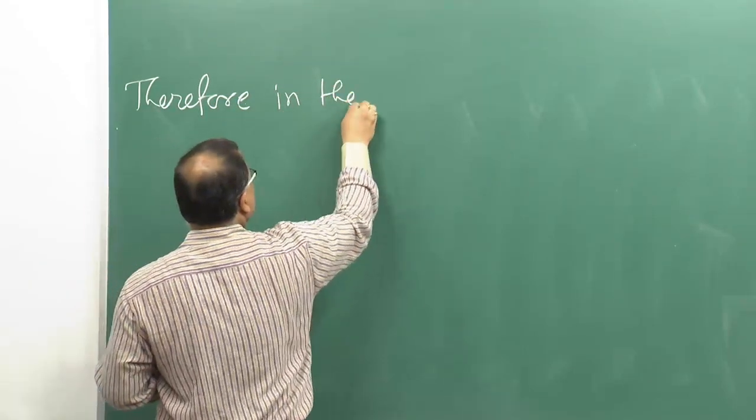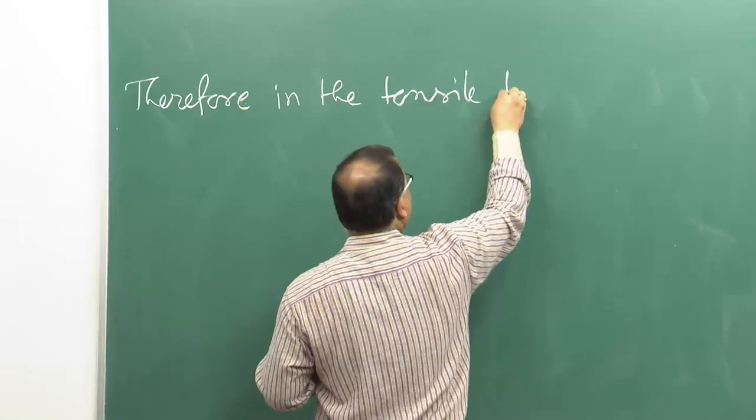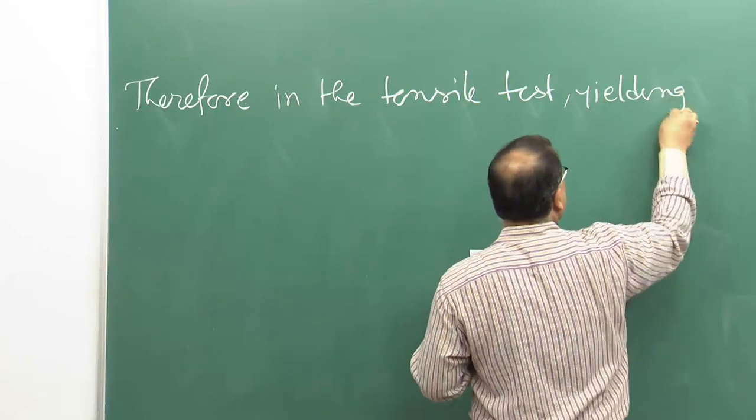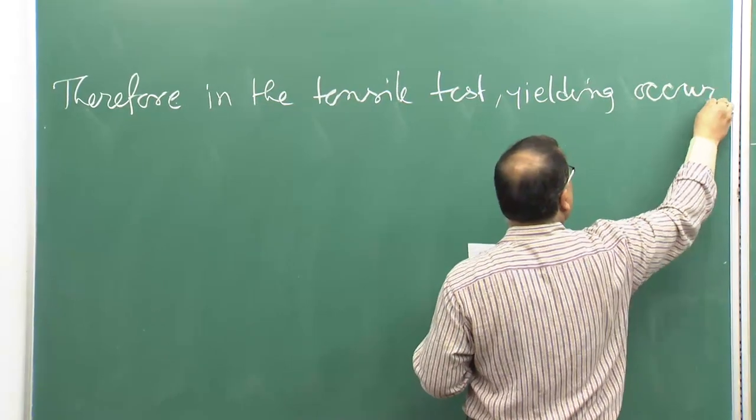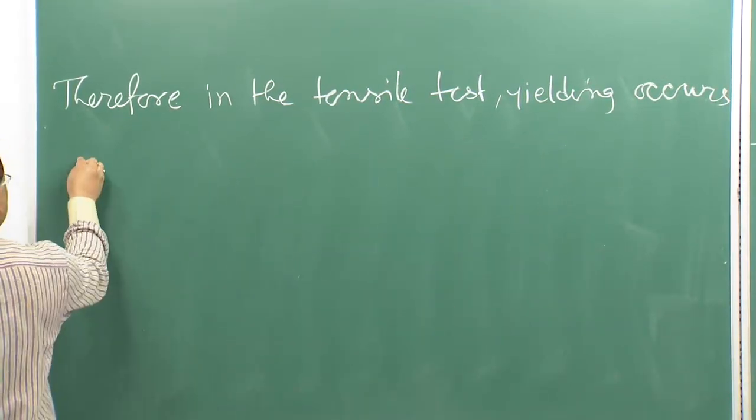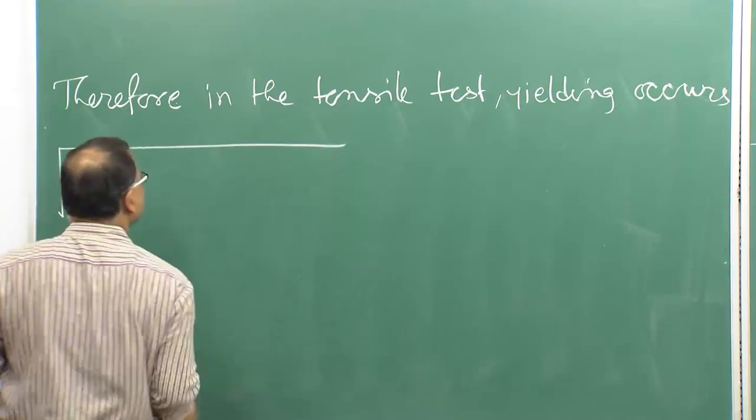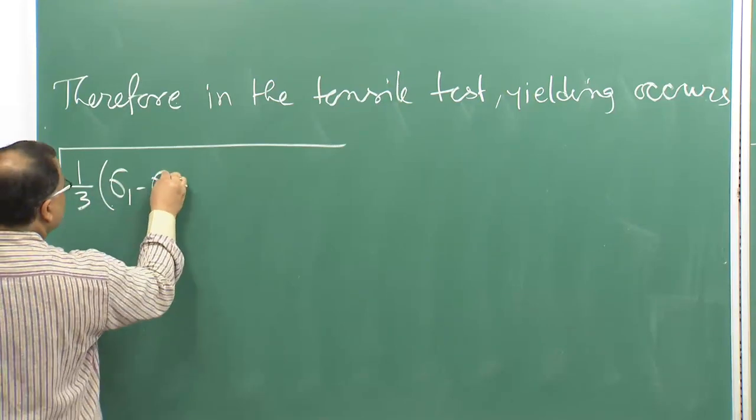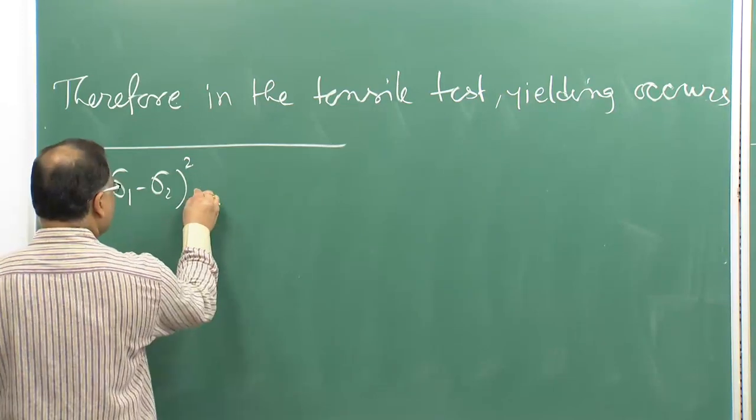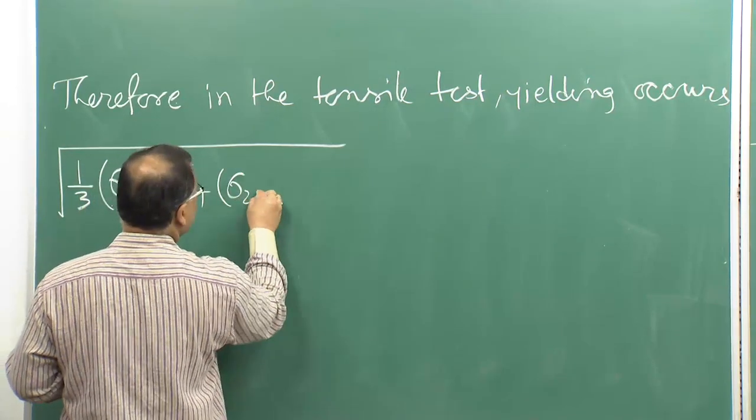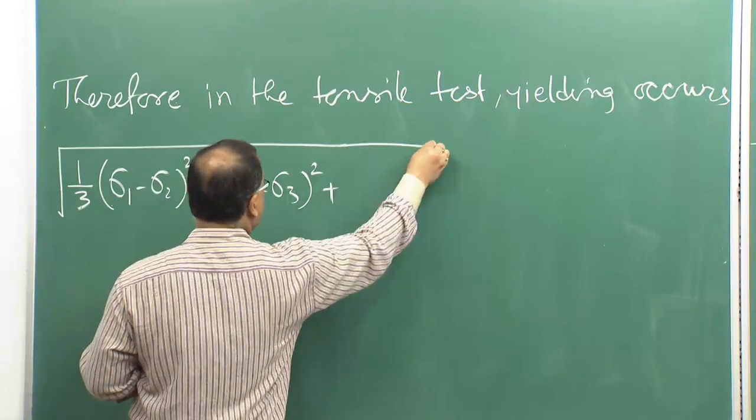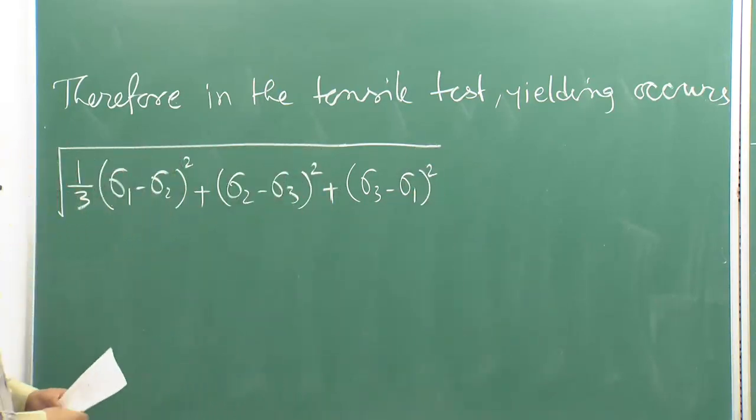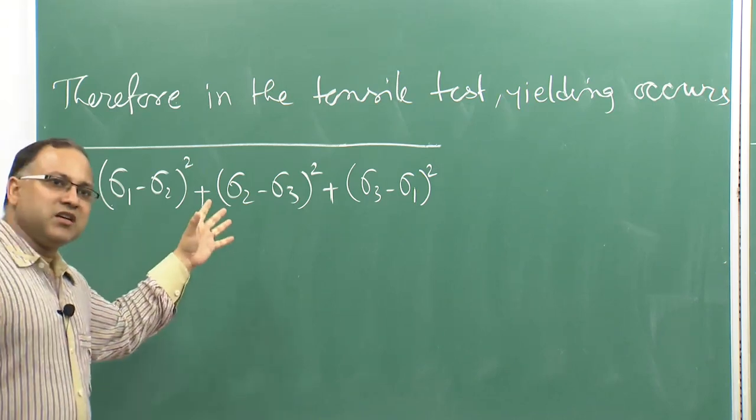in the tensile test, yielding occurs. Root mean square of the differences of the principal stresses, 1/3, this is nothing but your root mean square of the differences of the principal stresses, right? Sigma 2 minus sigma 3 whole square plus sigma 3 minus sigma 1 whole square. This is your root mean square of the differences of the principal stresses.